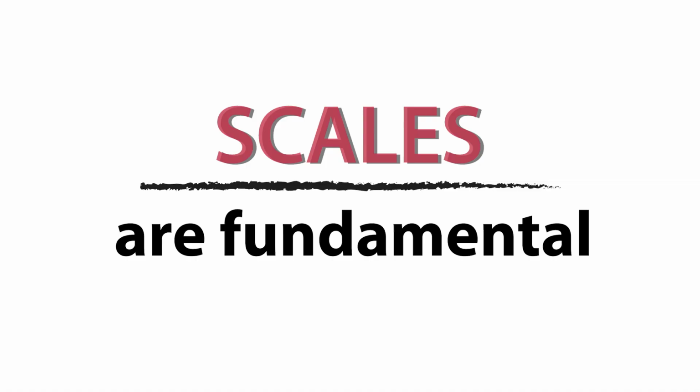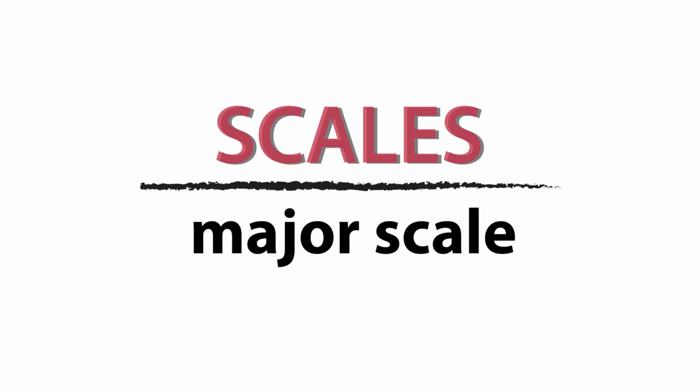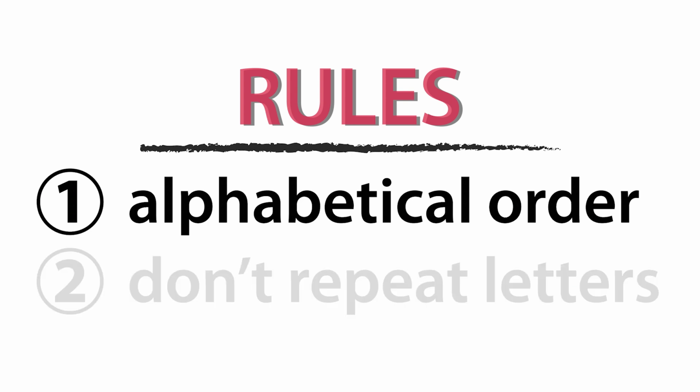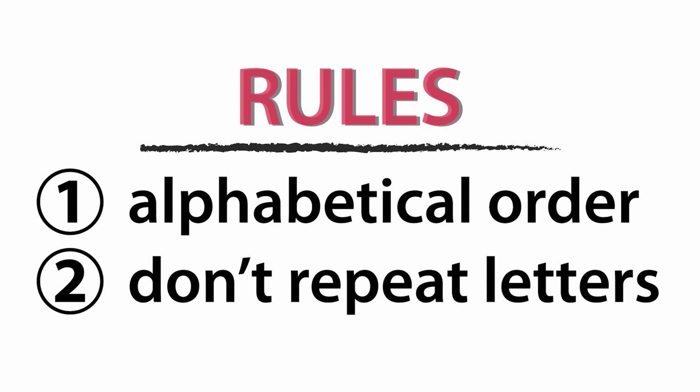Scales are fundamental to music theory because scales define keys and are the basis of melodies and chords and entire songs. So scales are really important, the most fundamental one being the major scale. And the rules for labeling the notes in a scale are these. 1, the notes in a scale are labeled in alphabetical order. And 2, you cannot have 2 of the same letter in a scale. That's it. Those are the rules: to label the notes in alphabetical order in a scale and not to repeat letter names.